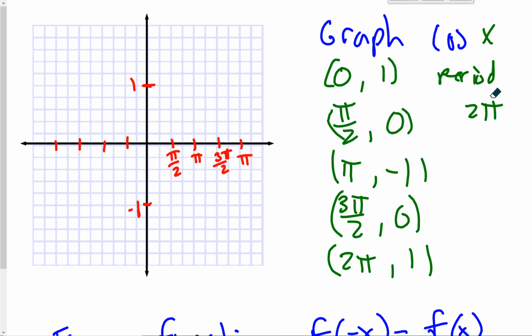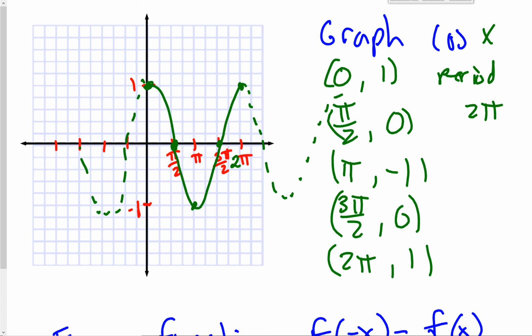Okay, so then we can graph those. 0, 1; pi halves, 0; pi, negative 1; 3 halves pi, back to 0; and then at 2 pi, I'm back to 1. So then the graph looks like this. It curves, and then it will keep on going that same pattern after that.